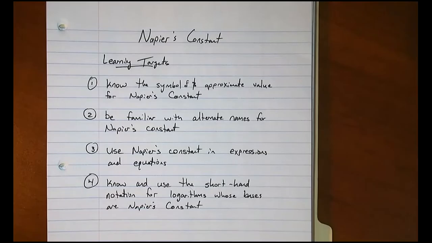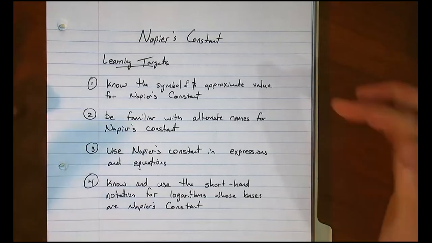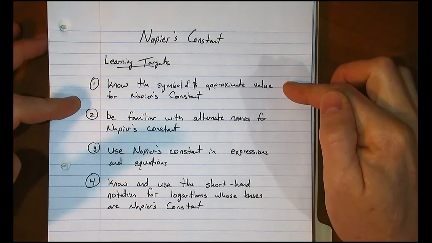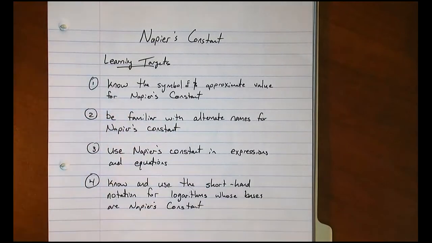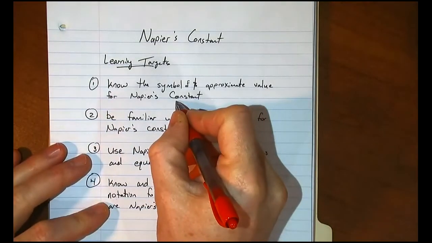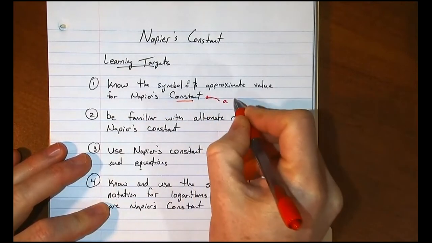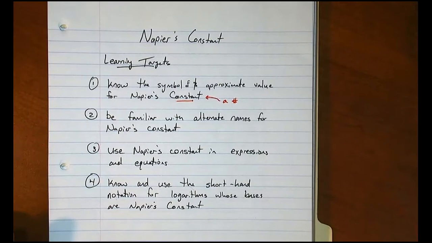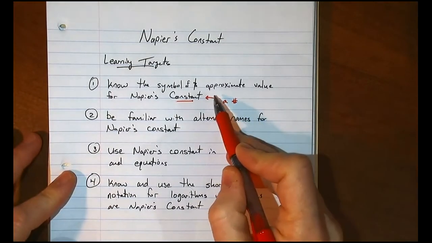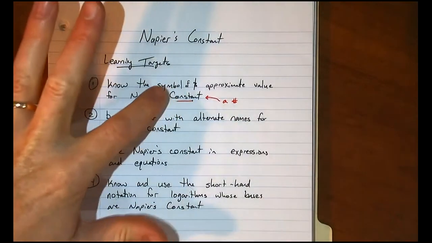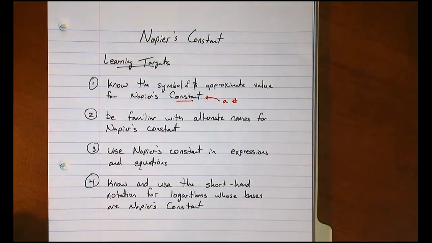We're going to get started by looking at the learning objectives like usual. The first thing that we need to know is the symbol and the approximate value of Napier's constant. Again, remember, when we say constant, that just means that this is a number. That's what Napier's constant is. It's just a number. And so we need to know the value and the symbol that represents that number. We'll talk about why it has a symbol once we get into the video here.